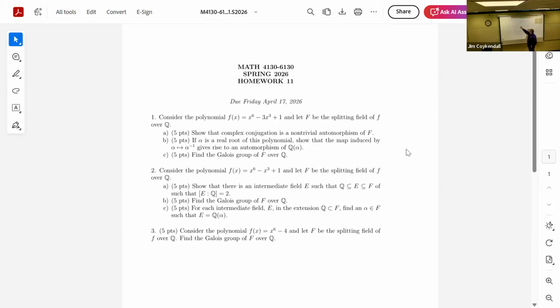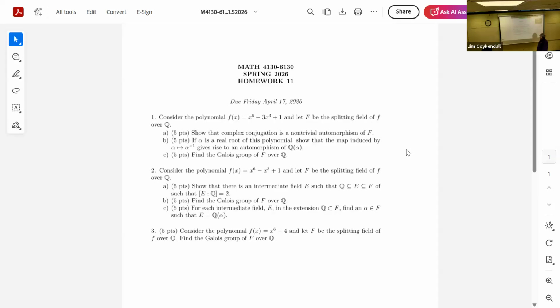Consider the polynomial x to the 6 minus 3x cubed plus 1, and let F be the splitting field over Q. Expect this to work out fairly nicely because if that's an irreducible polynomial, the Galois group of that has to be a transitive subgroup of S6, and there's something like 16 of those. This will be kind of another one.